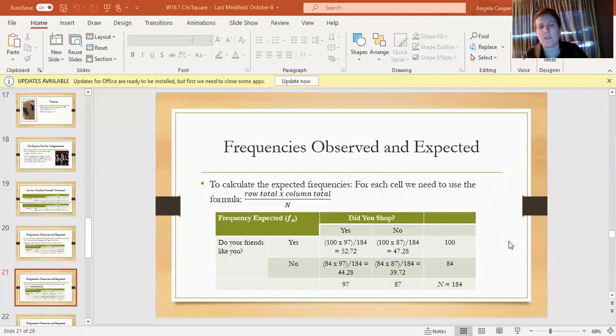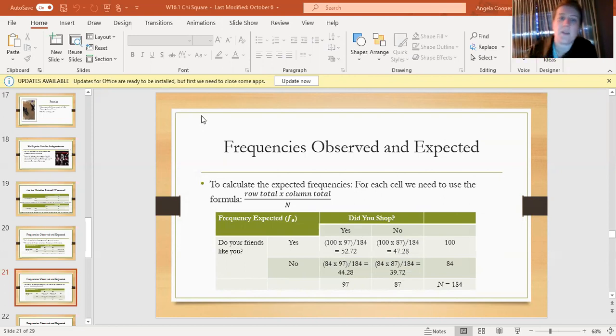So, row total times column total divided by n. Now we need to do that for each of these boxes. We don't just do it for one and then we're done. We need the expected frequencies for yes, I shopped, yes, my friends like me; yes, I shopped, no, my friends don't like me; no, I didn't shop, yes, my friends like me; and no, I didn't shop, no, my friends don't like me. We have to calculate the expected frequencies for all 4 of these boxes.